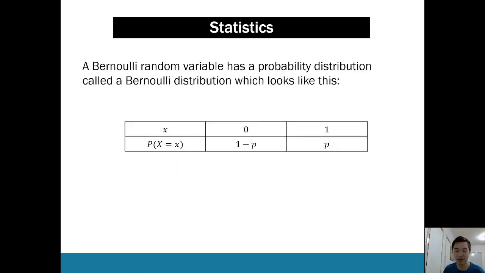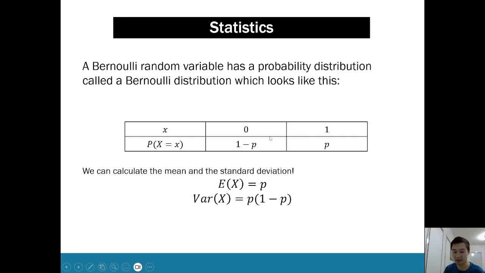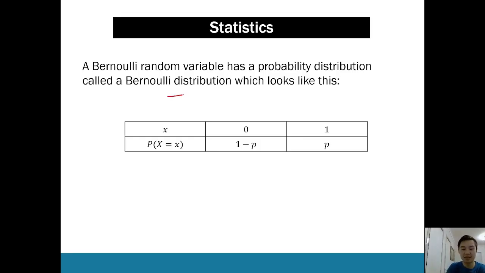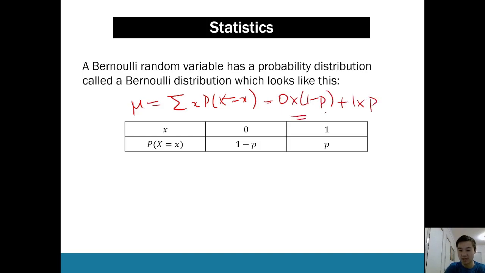So a Bernoulli random variable has a probability distribution called a Bernoulli distribution that looks like this. Remember, a Bernoulli random variable only has 2 outcomes, 0 and 1. So the probability of success is P, so therefore the probability of failure is 1 minus P. And therefore we can calculate the mean and the standard deviation. Remember that the mean is the sum of all the outcomes multiplied with the probabilities of it occurring. So here the mean of the Bernoulli distribution is going to be 0 times the probability of it occurring plus 1 times the probability of it occurring. So 0 plus 1 times P, which is P, so therefore the mean will be P.